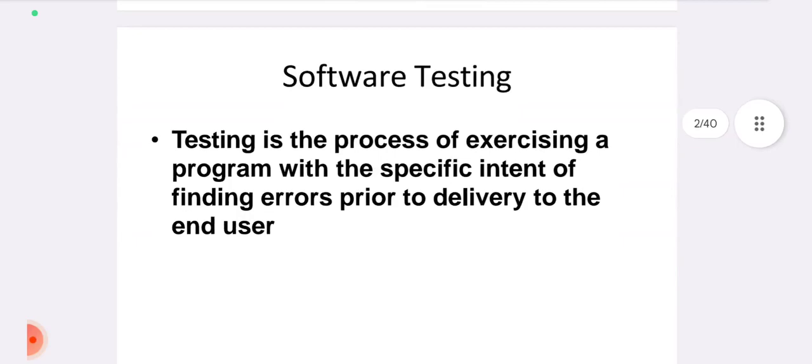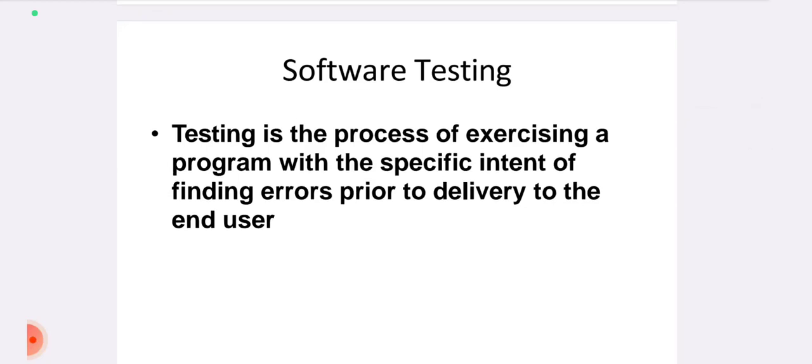So first of all, what is software testing? Software testing is a process of exercising a program with the intention to find errors prior to the delivery of the software to the user or the customer. So why should we find the errors? In order to ensure the quality of the software, we have to find the errors.